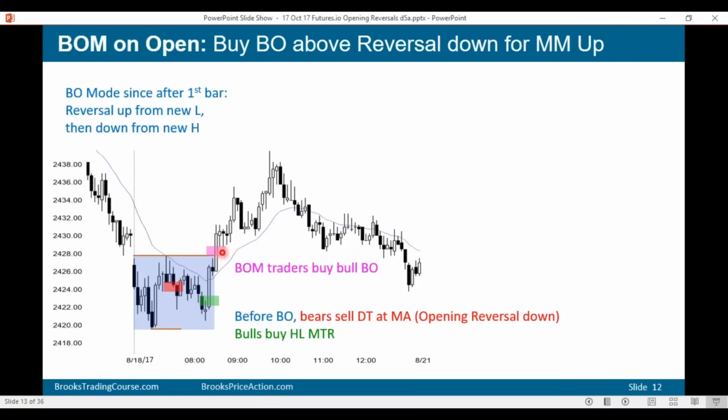Breakout mode traders, they can buy that bull breakout, especially since there's a big bull bar here, another big bull bar here, and we have a higher low, so it's a type of double bottom. We might break above the neckline and go up for a measured move.